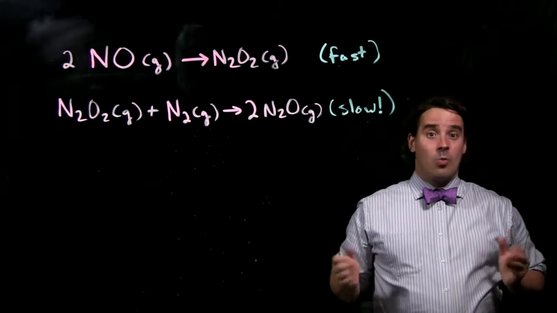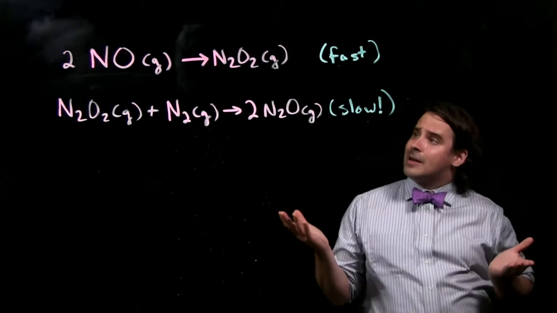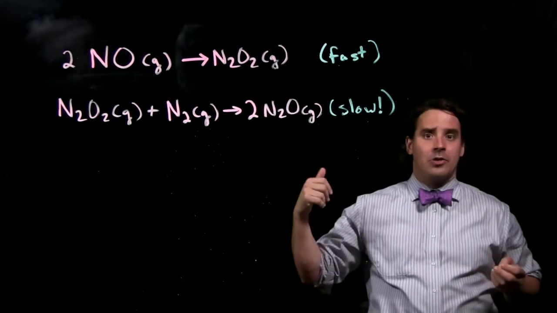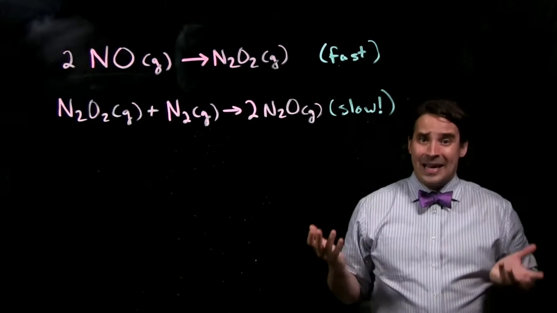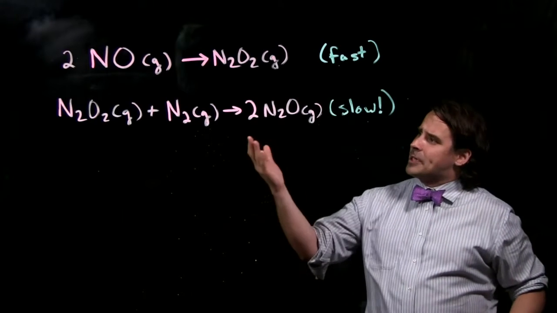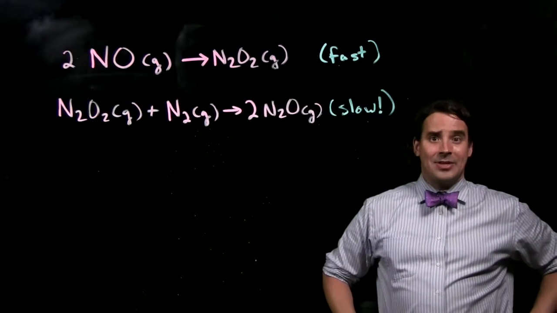Why, hello. We're going to be building a rate law based on a mechanism. What is a mechanism? Well, it's just a step-by-step account of the elementary steps, basically the mini reactions that take place in an overall reaction. In this particular case, we're synthesizing nitrous oxide. Cool. Let's get to it.